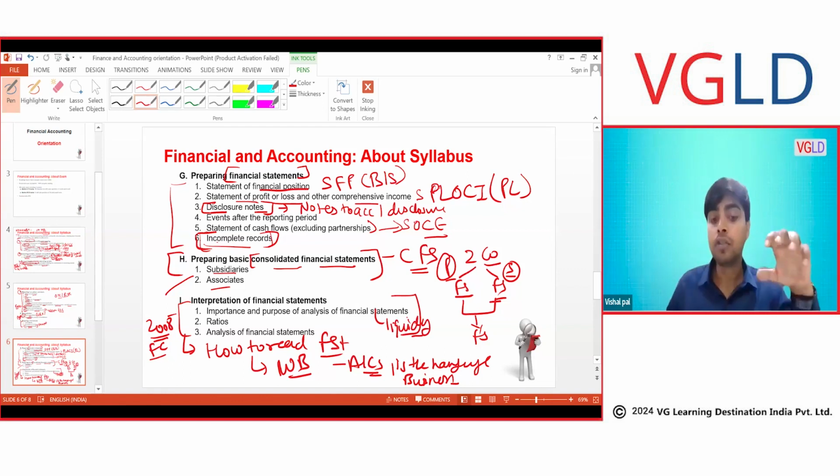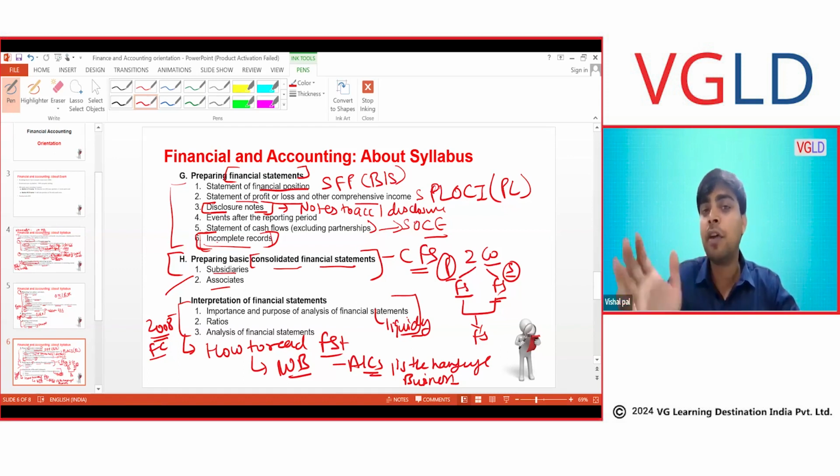So these are the things which you will be required to know. Interpretation of financial statements. My very humble request to you, please do not skip these areas. Many students, because there are ratios, just memorize them and forget about them.